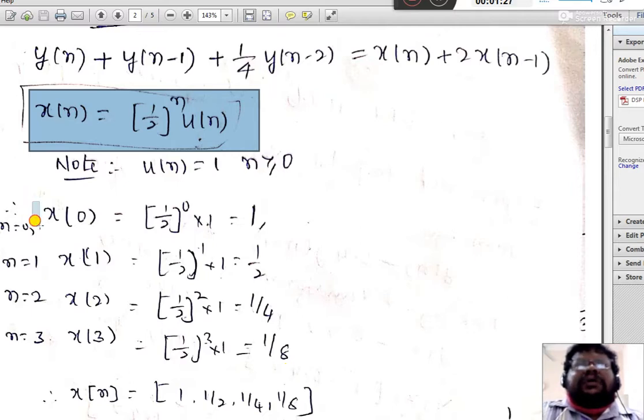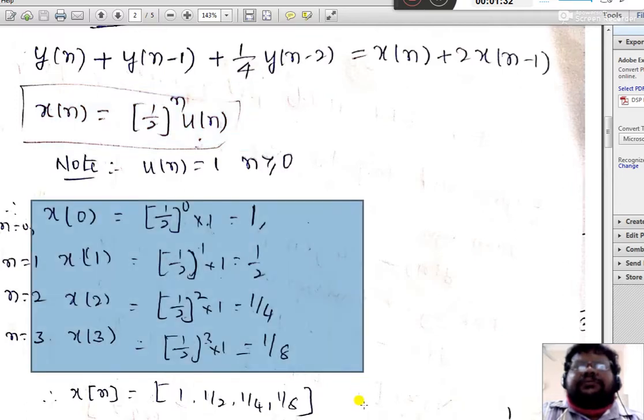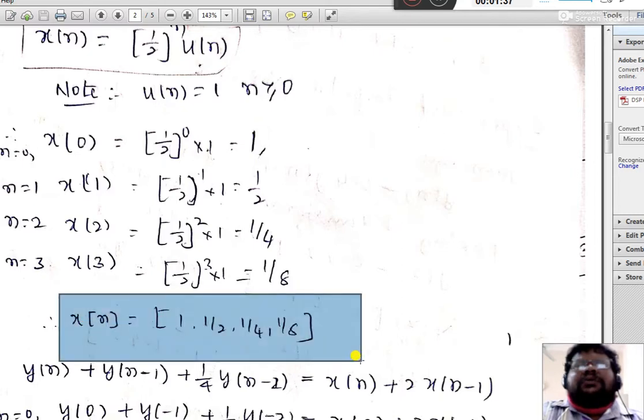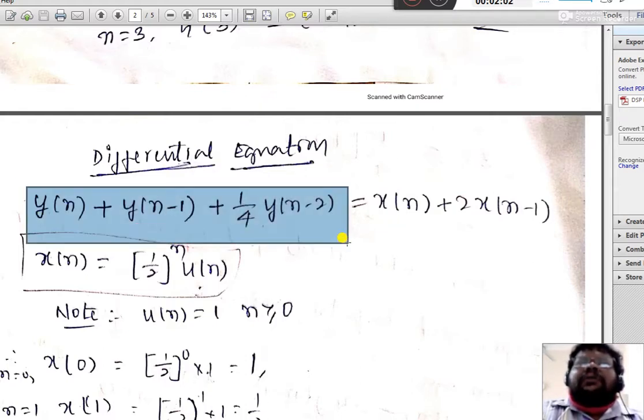Only 4 elements are enough for me, so I have calculated only the 4 values, and I have noted that x of n is equal to 1, 1 by 2, 1 by 4, 1 by 8. These are the values of the sequence x of n. Here the coefficients are 1 for x of n and 2 for x of n minus 1, which means that the coefficients of x of n are 1 and 2. The coefficients of y of n are 1, 1 and 1 by 4.